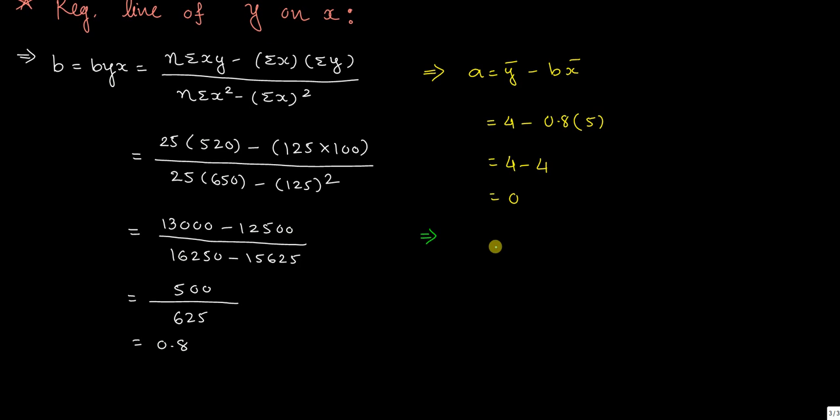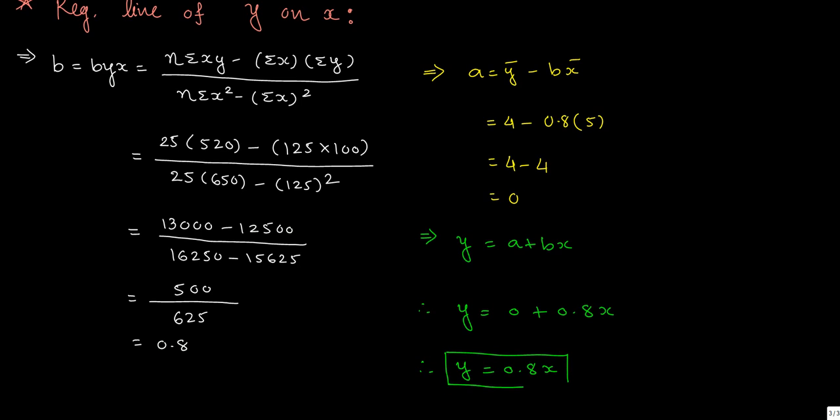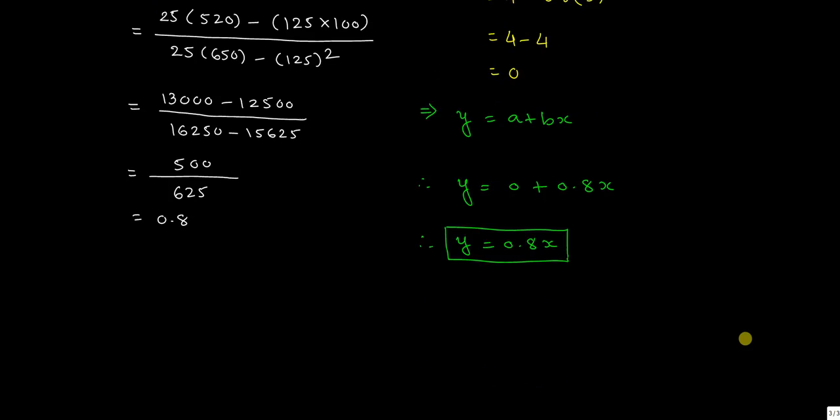So regression line find karo. Y is equals to a plus bx. Therefore, y equals to a એટલે 0 plus bx. Bx 0.8 x. Therefore, we can write y is equals to 0.8 x only. Okay, this is our answer. We don't have to write 0. Okay. Now find another regression line. Second regression line. Regression line of x on y.